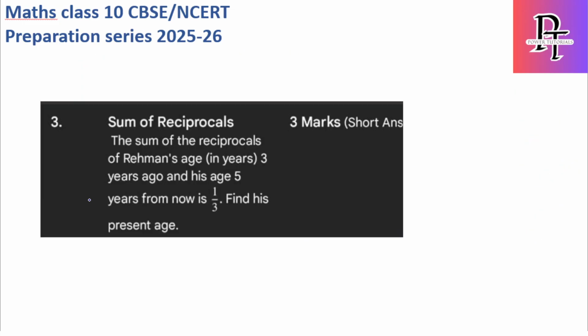Okay. Now we have moved to the fourth chapter questions, which are quadratic equations related to age questions. Let's solve one. First, we are going to solve a 3 marks question. The sum of reciprocals. What is reciprocal? Reciprocal means 1 by the variable. So if I ask you for the reciprocal of x, it becomes nothing but 1 by x.